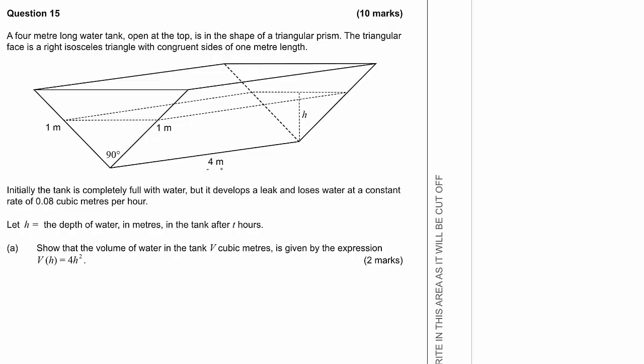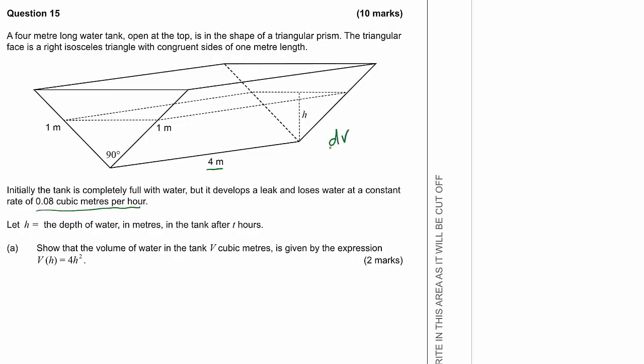A 4-meter long water tank, open at the top, is in the shape of a triangular prism. The triangular face is a right isosceles triangle with congruent sides of 1 meter length. Initially, the tank is completely full of water, but it develops a leak and loses water at a constant rate of 0.08 cubic meters per hour.